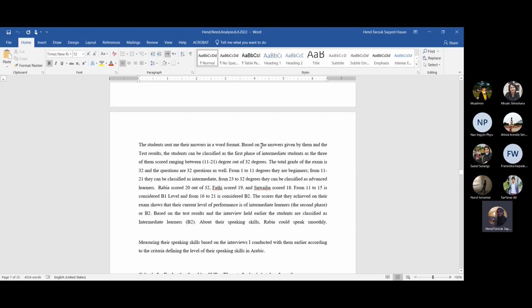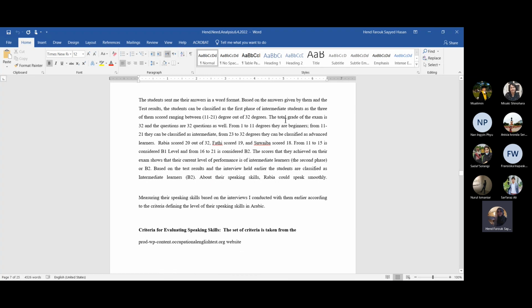So the students then sent me their answers in a Word format, based on the answers given by them, the test results and the interviews I conducted with them. All of them scored ranging between 11 and 21 out of 32, because there are 32 questions in the exam and each is for 1 grade. So 11 to 21 means that they are intermediate. They are considered to be B2, because in the beginning I wasn't sure if they were B1 or B2. Then I decided: Rabia scored 20 out of 32, Fathi scored 19, and Swaiba scored 18. From 11 to 15 is considered B1 level, and from 16 to 21 B2. The scores that they achieved on their exam show that their current level is B2.